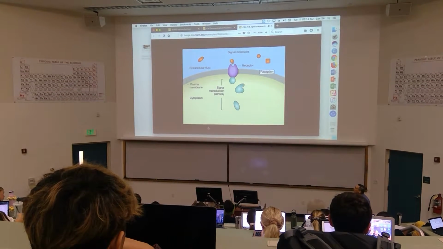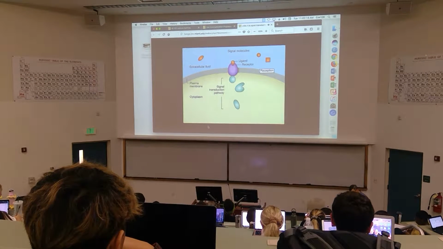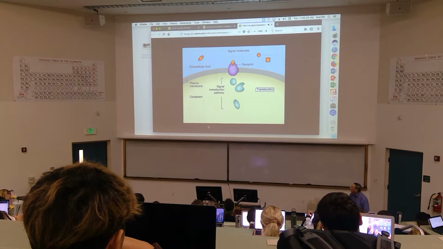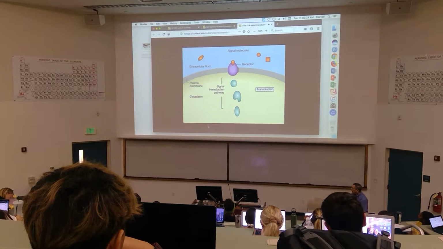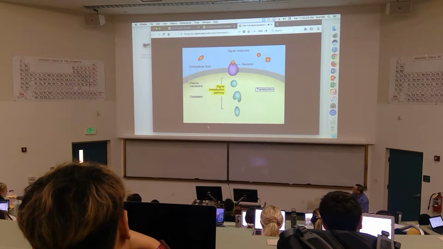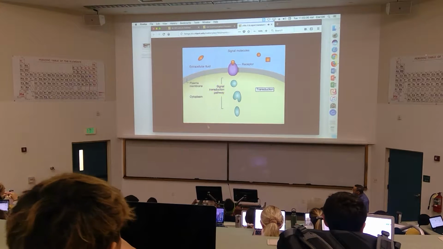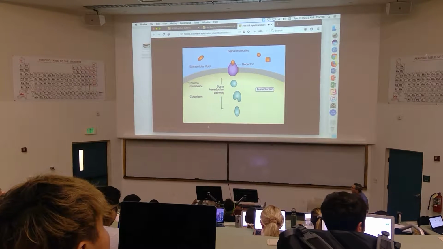The ligand fits like a key in a lock and triggers a change in the receptor molecule. Signal transduction converts the change in the receptor to a form that can bring about a cellular response. This might involve a series of steps, a signal transduction pathway that alters and amplifies the change.